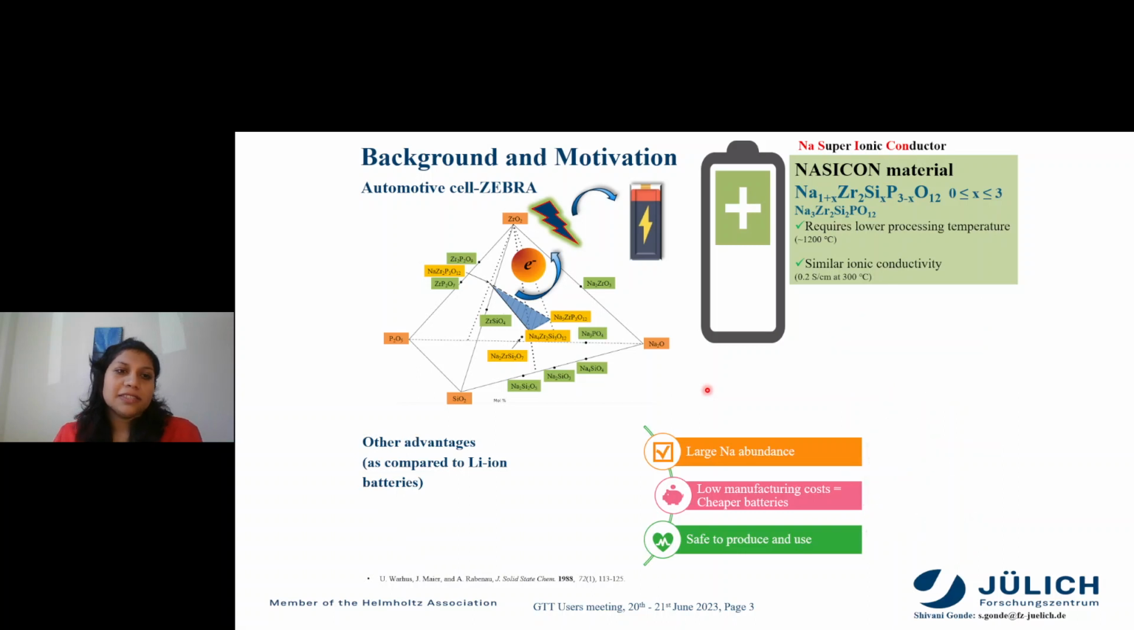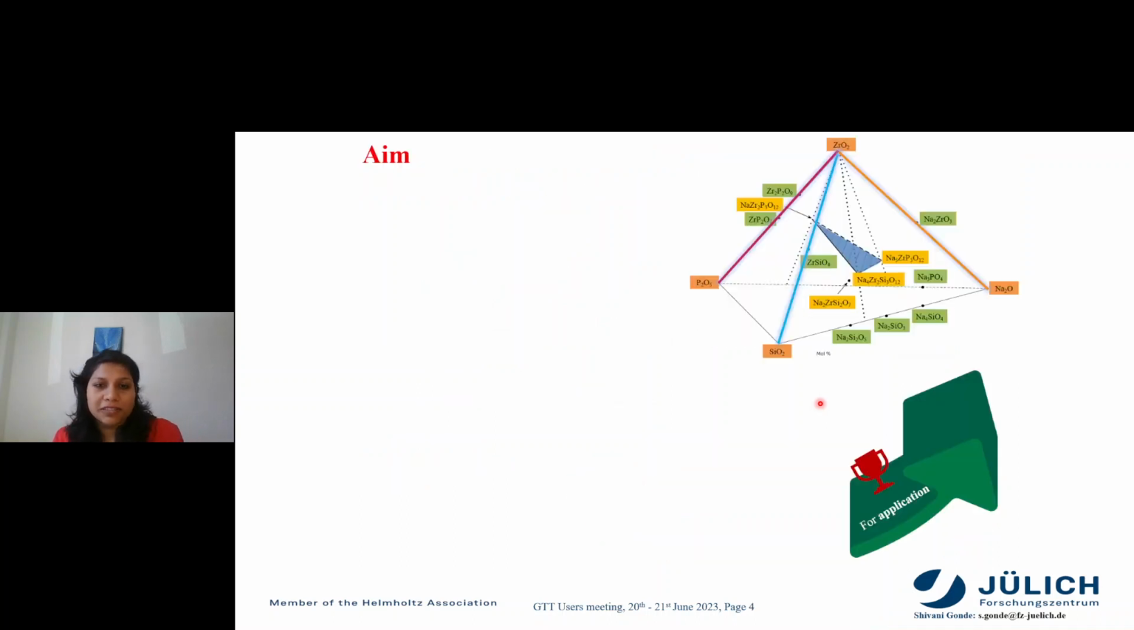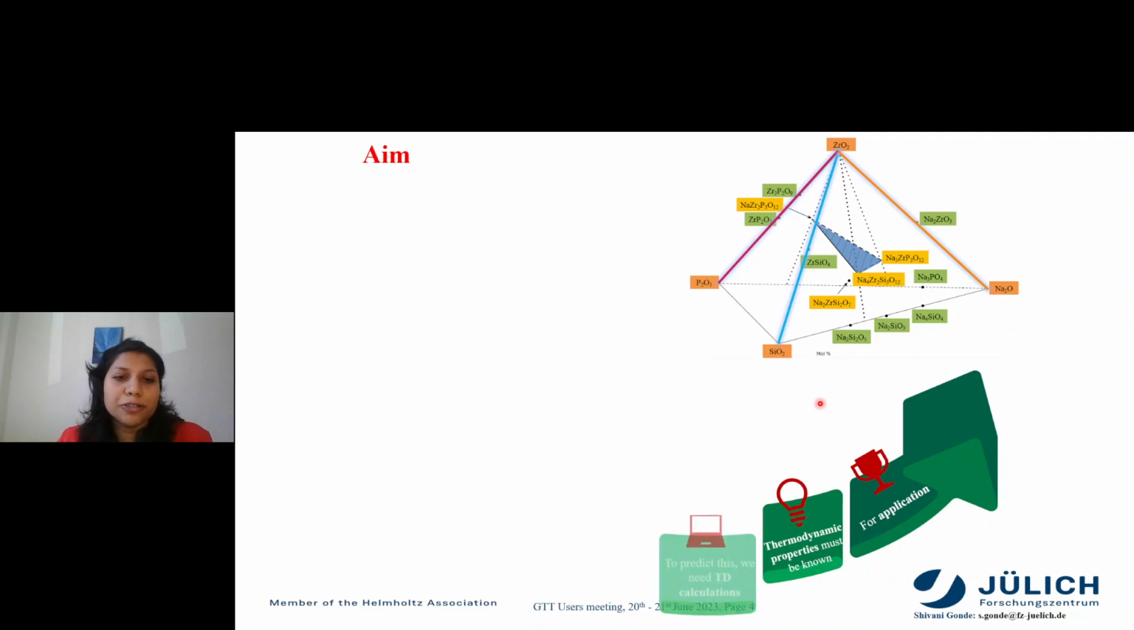The other advantage that this material provides is that because of large sodium abundance and lower manufacturing cost, we can produce cheaper batteries, and because of low toxicity, it is safe to produce and use. For the application of this material as a battery material, not only conducting properties but also thermodynamic properties such as stability of the phases and their phase behavior should be known beforehand. In order to predict that, we need thermodynamic calculations.